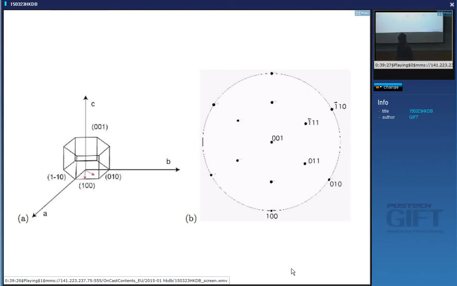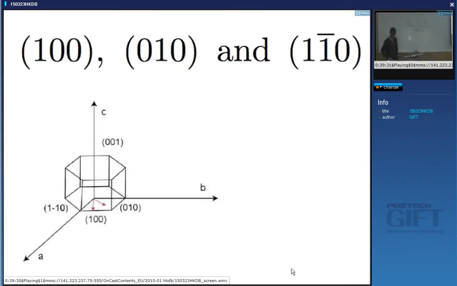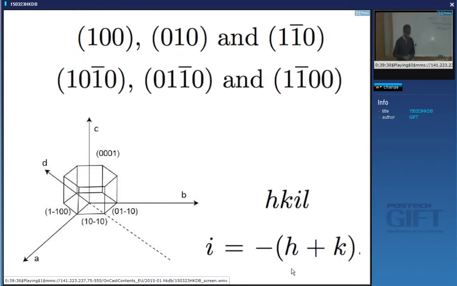Okay? So this is just summarizing the same issue again, that we have crystallographically equivalent planes, which don't look equivalent, but when we convert them to 4 index notation, they do appear equivalent, and the i is simply minus the sum of h plus k. Okay?